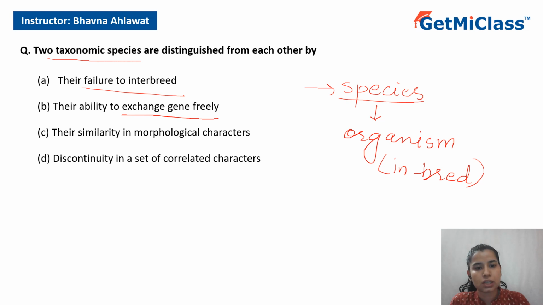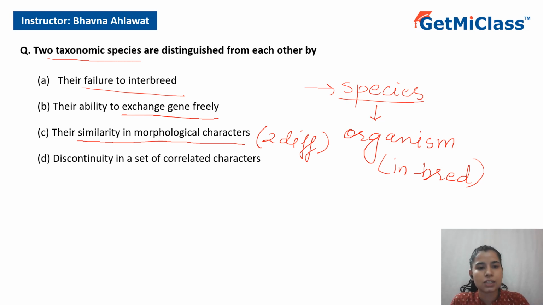Option C says similarity in morphological characteristics. This is true between two different species. Two different species may have morphological similarity in them, but they might not be able to interbreed among themselves.